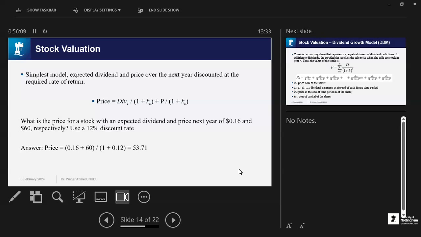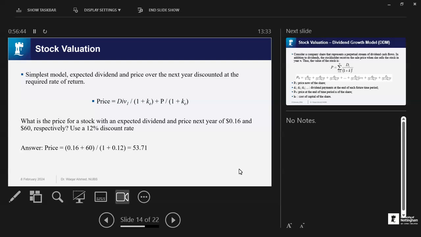So what are the cash flows? You'll get a dividend in year one, plus you'll get the selling price of the stock in year one. Selling price is 60, dividend is 16 cents. So that's the total cash flow in year one. And all you have to do is discount it at the required rate of return, which is 12%. That gives you the price of the stock today. So the price of this stock that pays a dividend of 16 cents and will be selling at $60 in a year's time should be selling at 53.71 today.